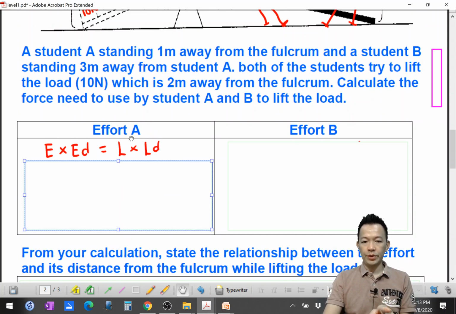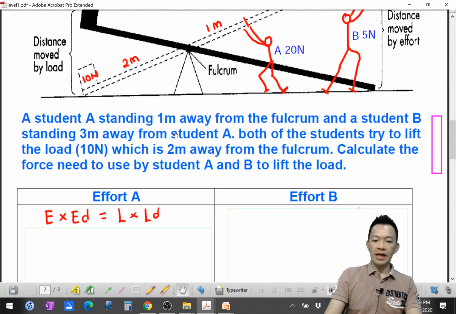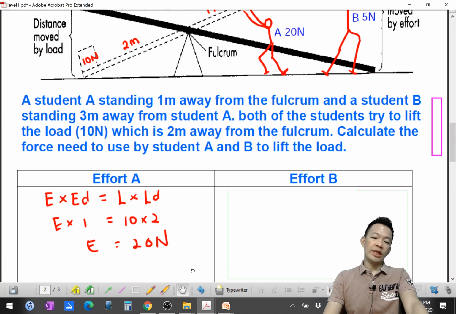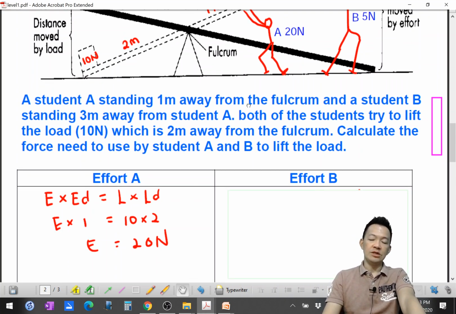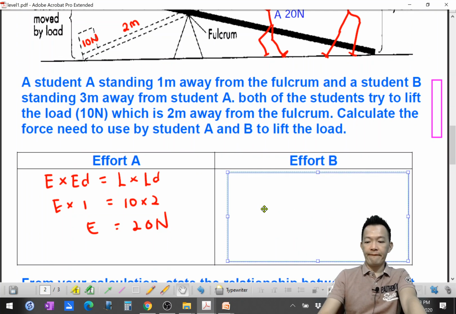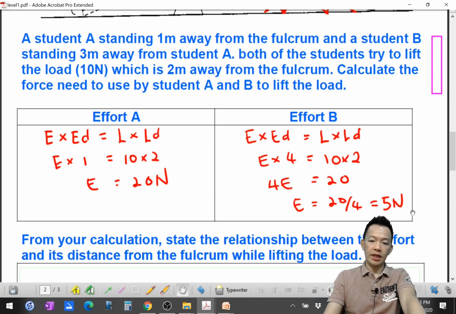So this is a lever. Before the calculation, you give the formula: when the lever is in equilibrium, effort times effort distance equals load times load distance. Then you substitute the numbers. After the calculation, A uses 20 Newton. How about B? Same calculation: formula, substitute the numbers, calculate, and you get the answer, 5 Newton.